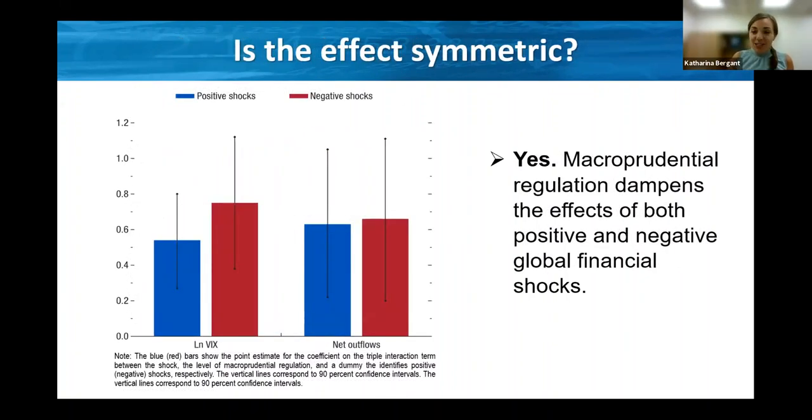Another worry you might have, especially if you are advising countries, is this effect symmetric? So often I'm talking about a negative shock, and oh, thank God we have macroprudential regulation and it buffers the shock. But what you also could consider is, in good times, if we're hit by a good shock, might it also slow down the growth we would otherwise experience? So we split our sample into periods where there's positive and negative global financial shocks, I'm sorry. And we see that yes, the effect is symmetric: macroprudential regulation dampens the effects of both positive and negative global financial shocks.